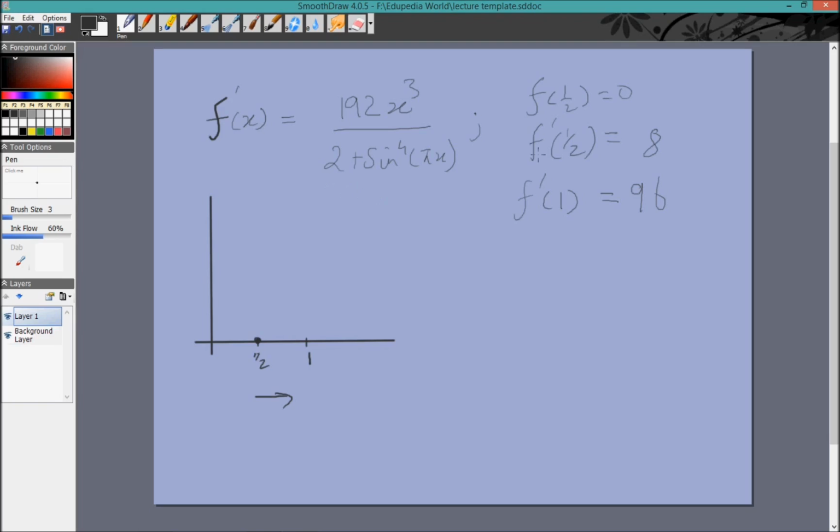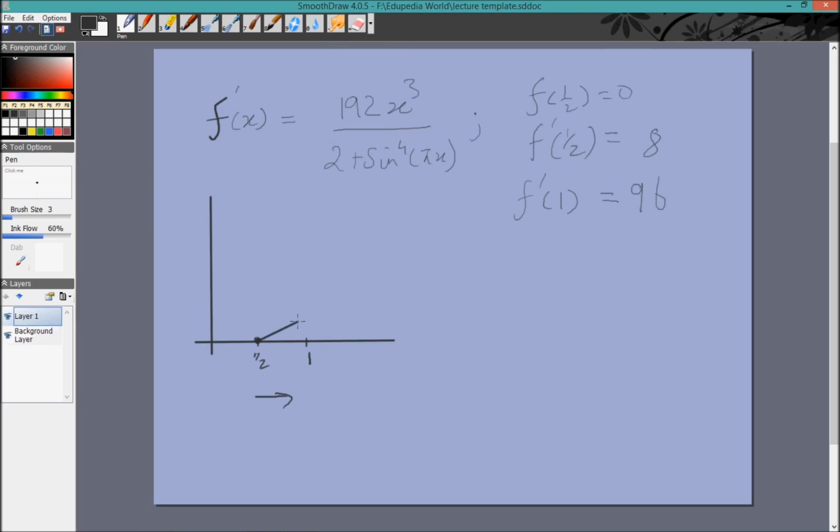So f dash of half is 8 and f dash of 1 is 96. F dash of anything between half and 1 has to be greater than 8, because this is a monotonically increasing function, right? So let's take the two limits. The lowest limit of the function would be if f dash of everything would be 8.